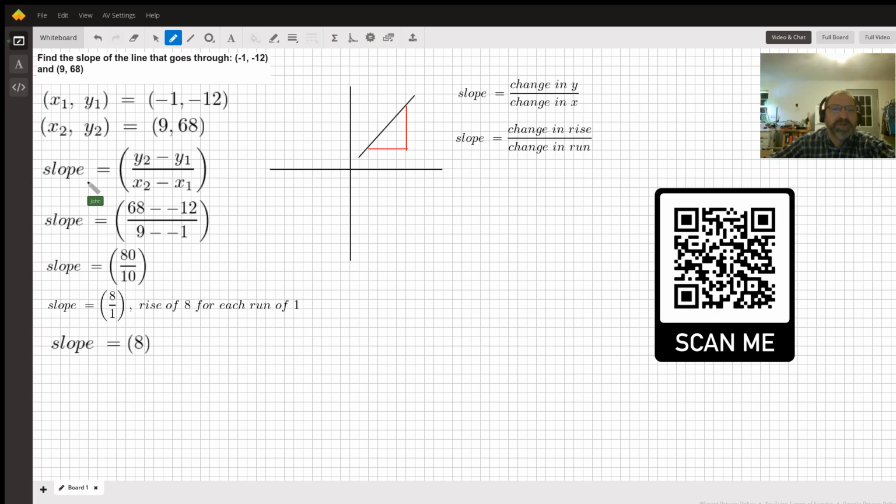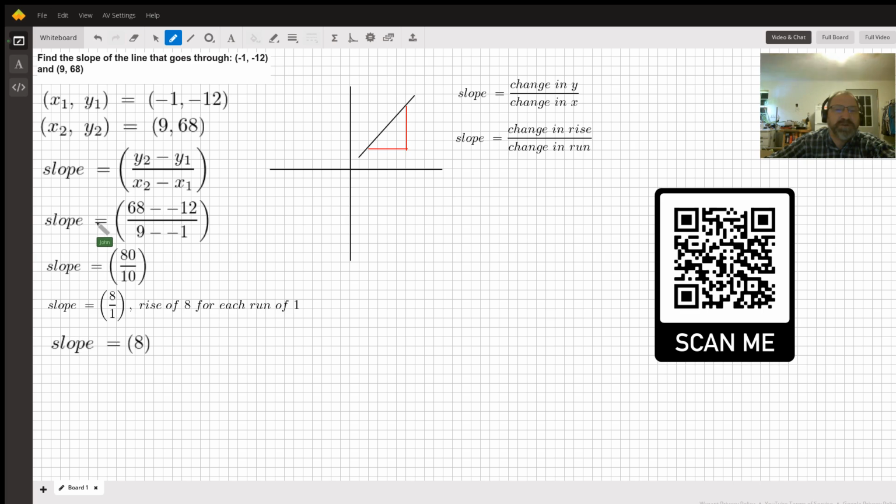The formula for slope is y2 minus y1 over x2 minus x1. So what is this? Y2 minus y1 tells us the change in rise, and x2 minus x1 tells us the change in run. So when we start substituting in, we're simply going to look up here, find the correct numbers, and substitute them in.